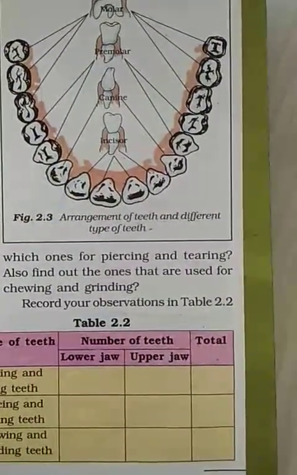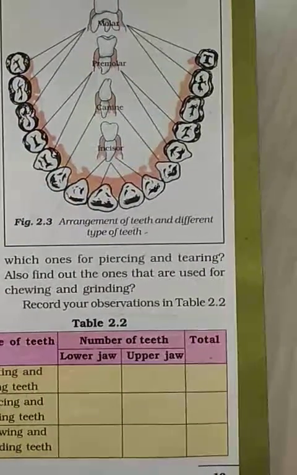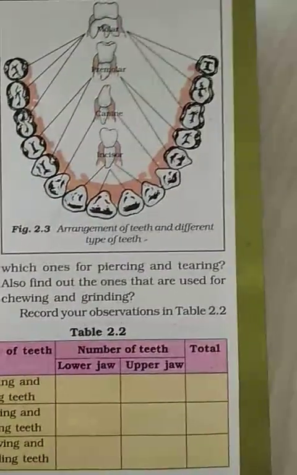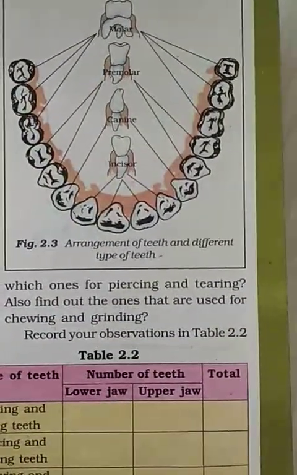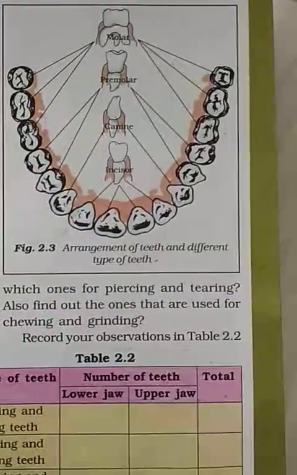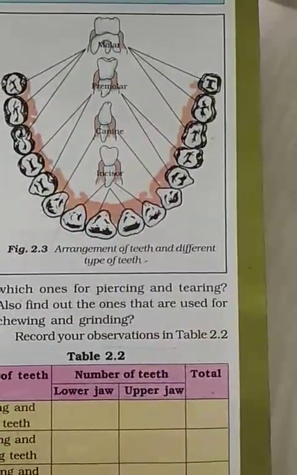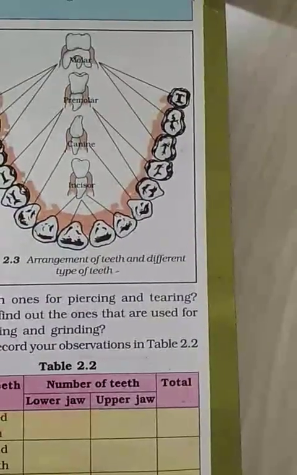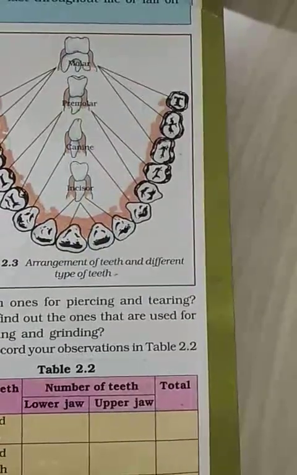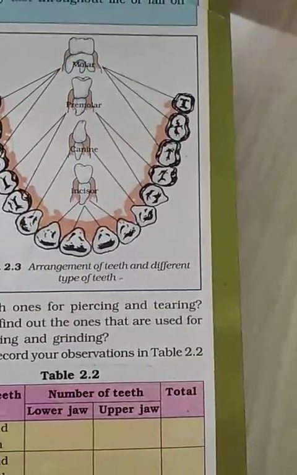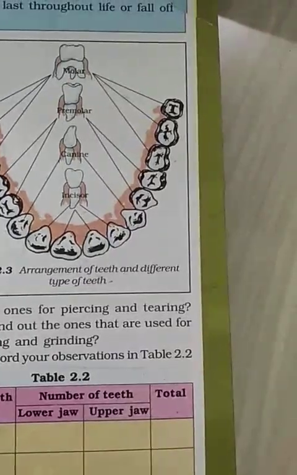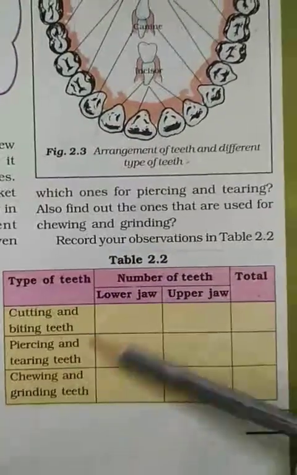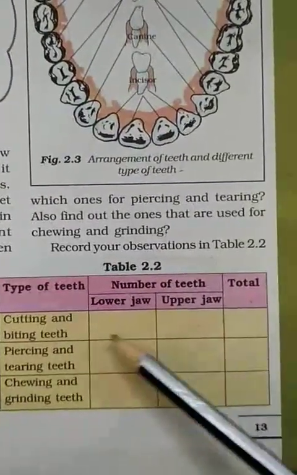Now, which ones are for piercing and tearing? Also find out the ones that are used for chewing and grinding. You all have felt that the different teeth in our mouth act for different functions. Some are used for tearing or piercing, some for chewing, some for grinding, and it is to be recorded in this table.